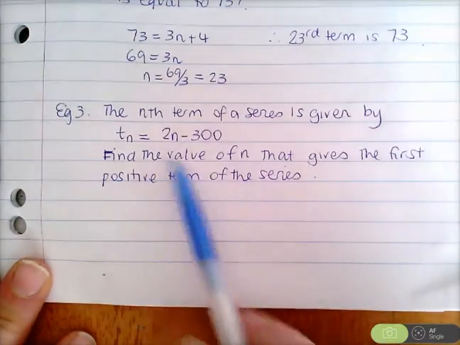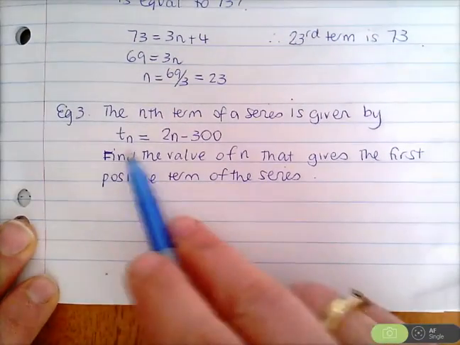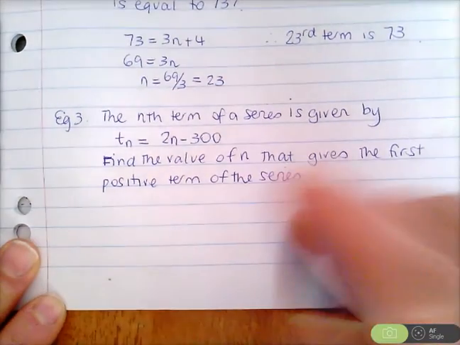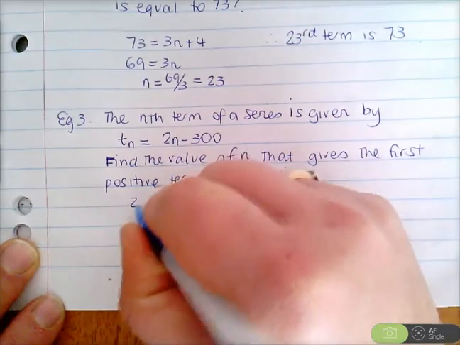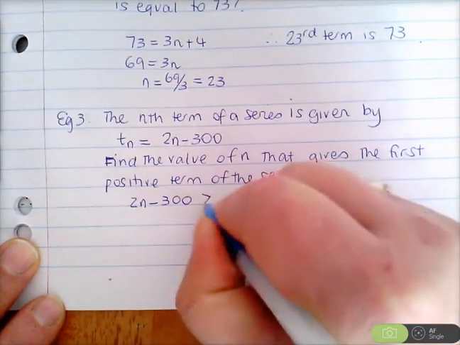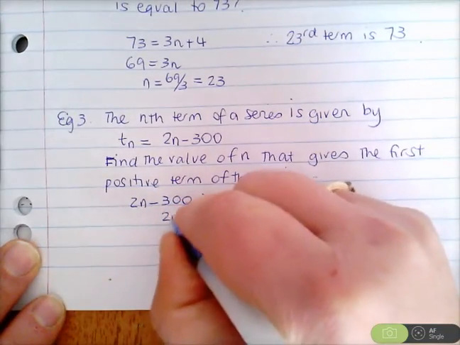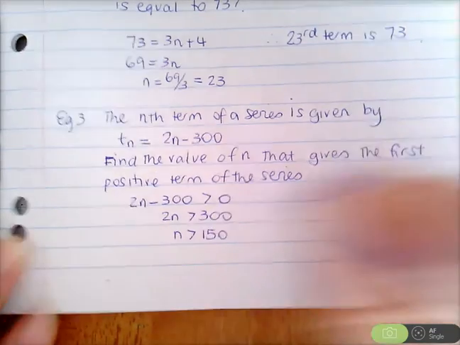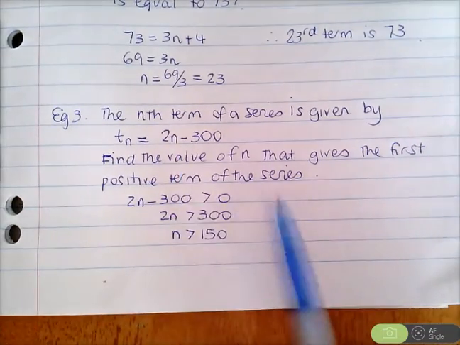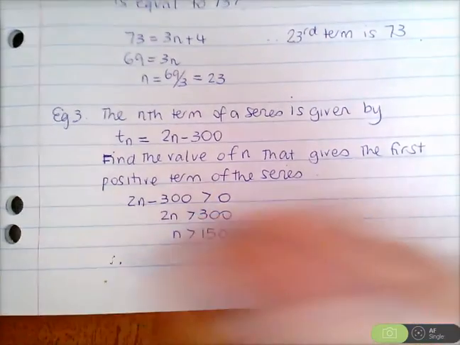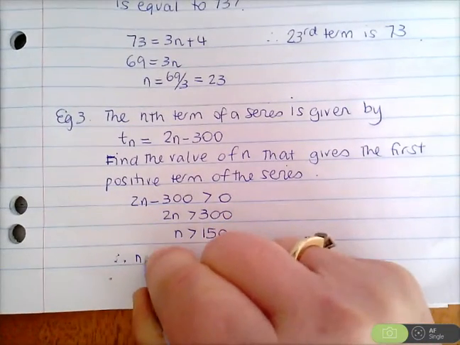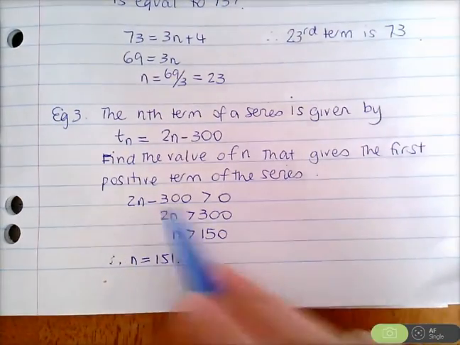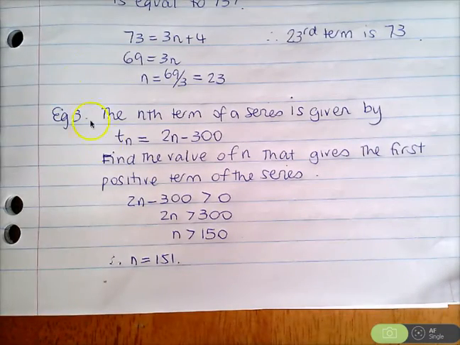Just another few examples. Third example, the nth term of a series is given by Tn equals 2n minus 300. Find the value of n that gives the first positive term. If this is going to be positive, then 2n minus 300 has to be greater than 0. Solving that, 2n is greater than 300, so n has to be greater than 150. If we put n is 150, it's not going to be positive, therefore n equals 151. So the value of n that gives the first positive term in the series is 151.